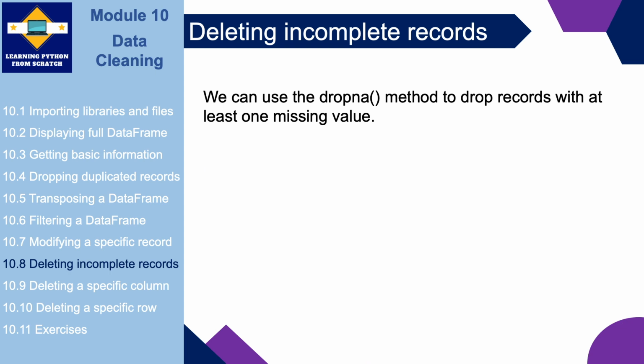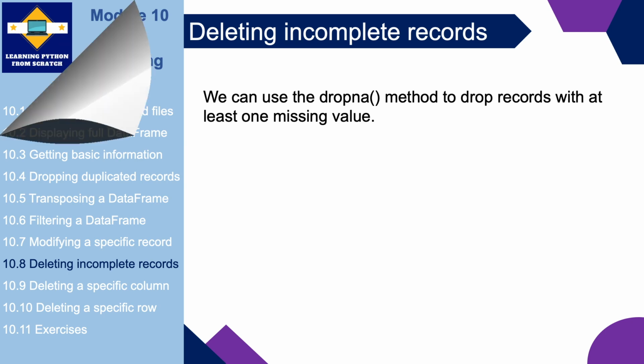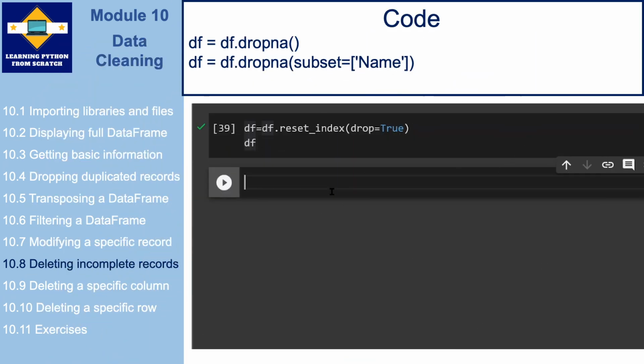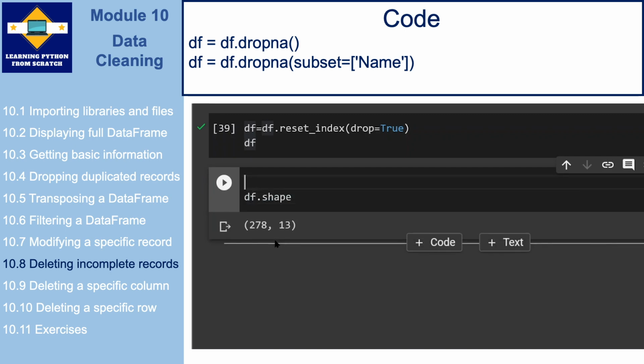We can use the dropna method to drop records with at least one missing value. If we want to drop all records with a missing value in any column, we can use the dropna function. Now we know that the data frame originally has 278 rows, 13 columns. Then we use df equal df dot dropna. You can see that we actually drop out some rows.